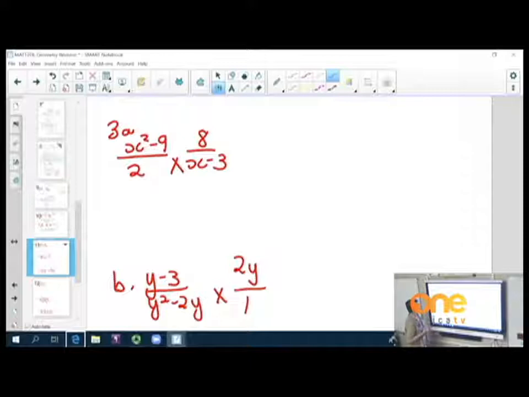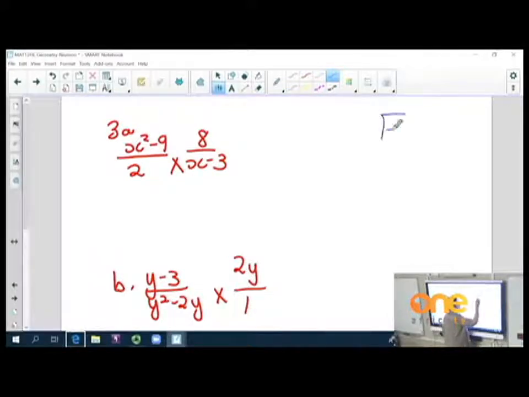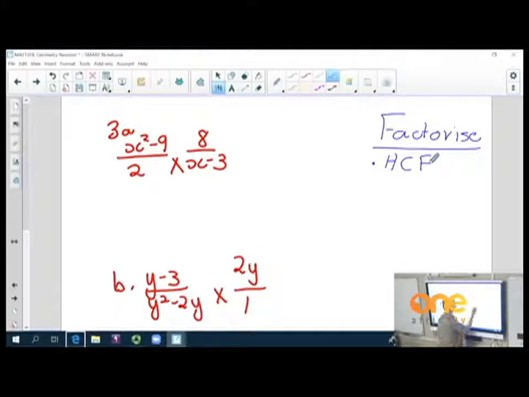Question 3. Now, remember, we can only cancel when it's multiplication. But now we have to factorize as well, because here we have the difference between squares. Now, let's just go back to factorize. And we said we have 4 methods to factorize. And you have to decide which one is it every time. So it's the highest common factor. It is the difference between squares.